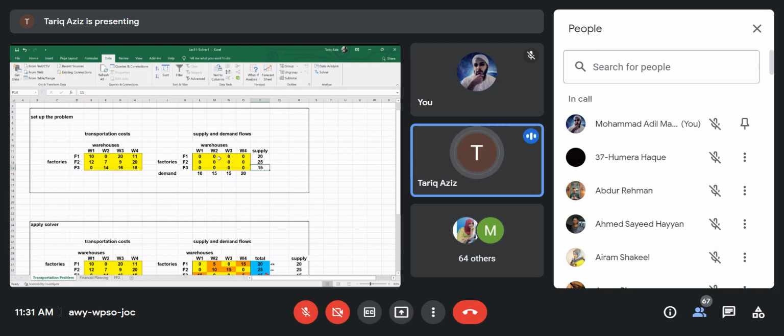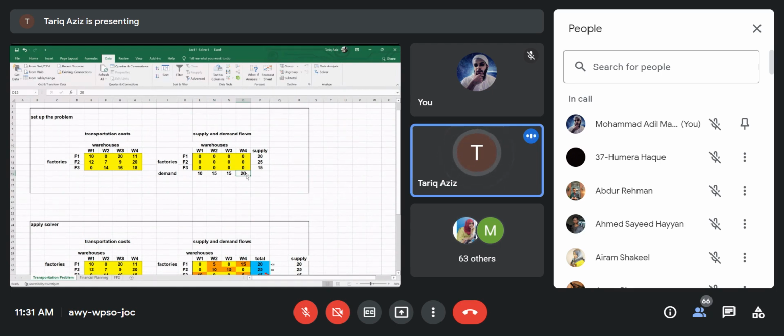Similarly, there are 4 warehouses: warehouse 1, warehouse 2, warehouse 3, warehouse 4. Every warehouse has its own demand. So warehouse 1 has a demand of 10 units. Warehouse 2 has a demand of 15 units. Warehouse 3 has a demand of 15 units. And warehouse 4 has a demand of 20 units.